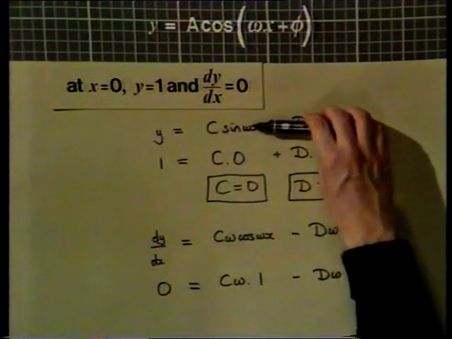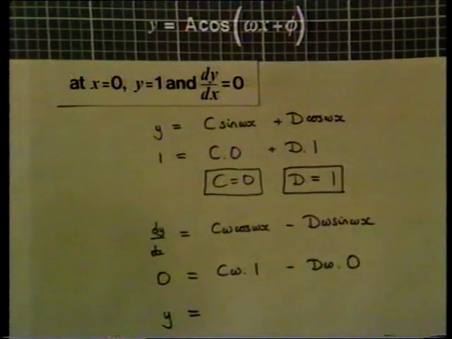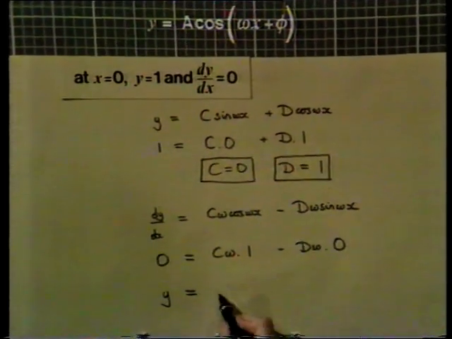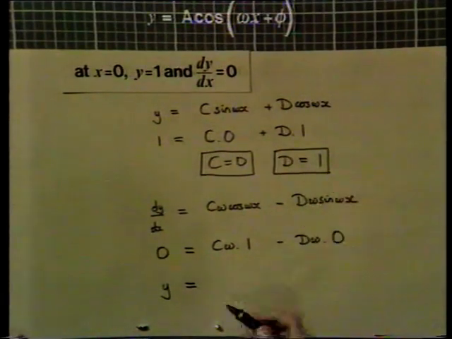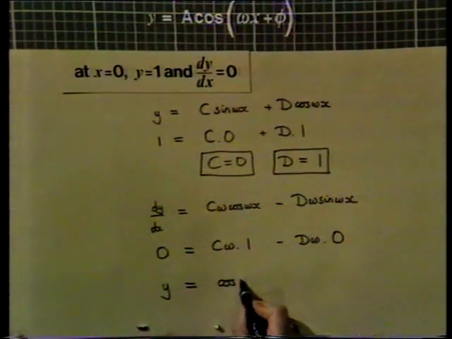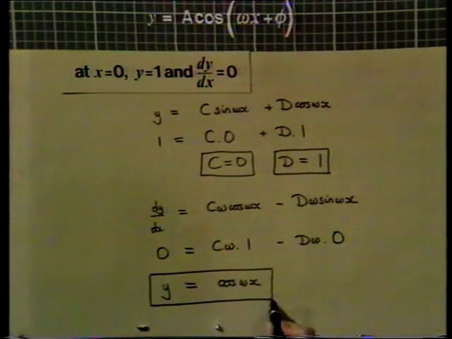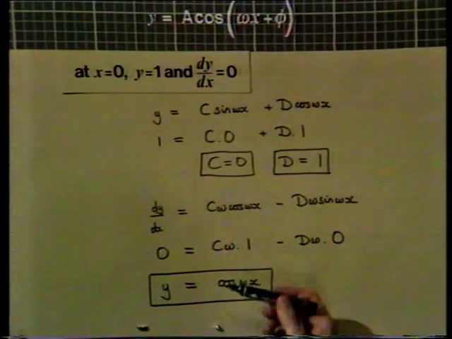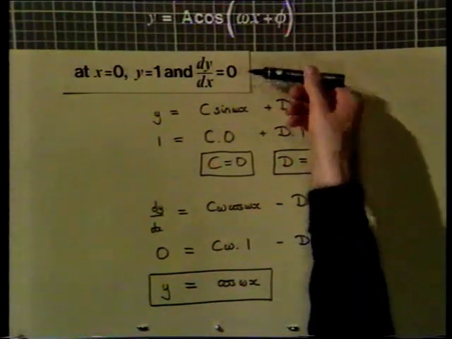And I can put that into the general solution here to find out what y is. y must just be 0 times sine omega x plus 1 times cos omega x. So it's just cos omega x. Now that's the solution that satisfies the original differential equation and these two conditions.